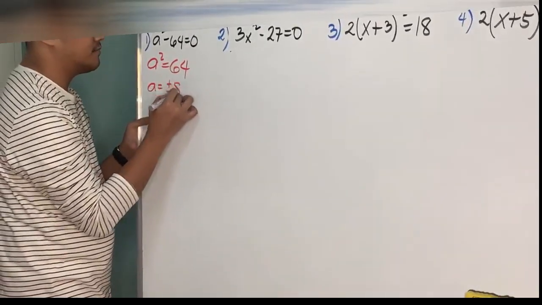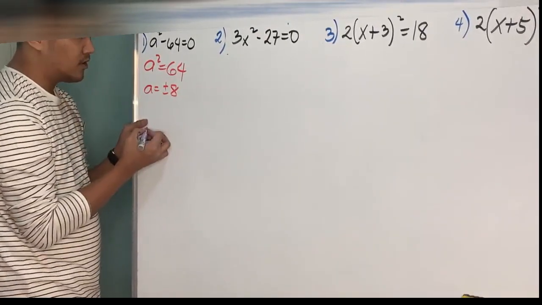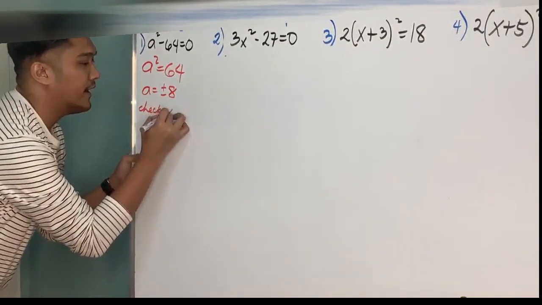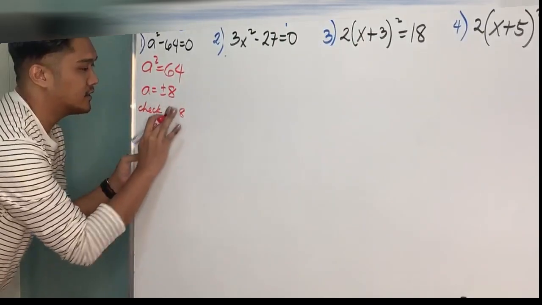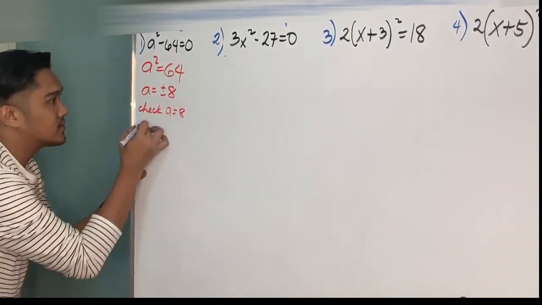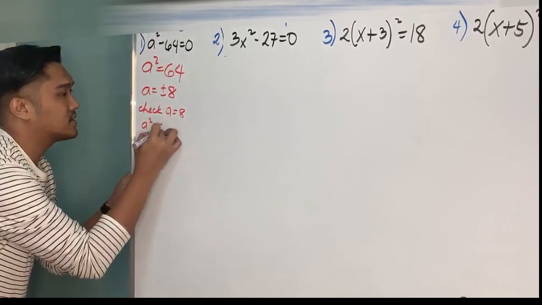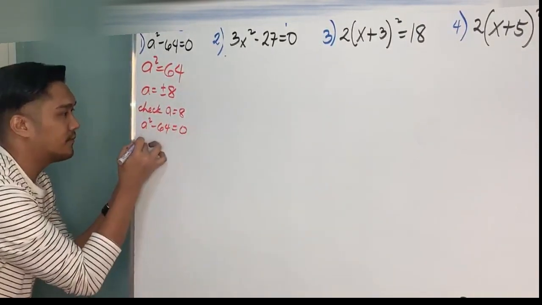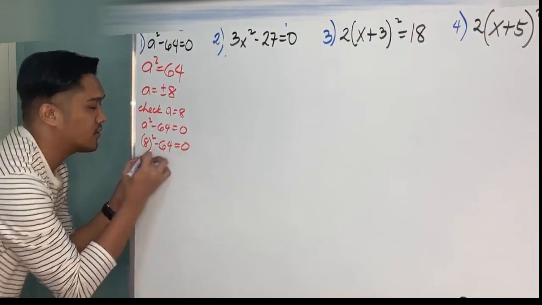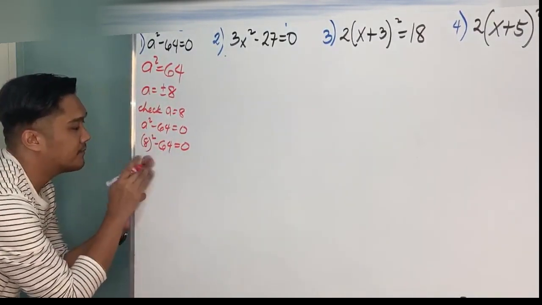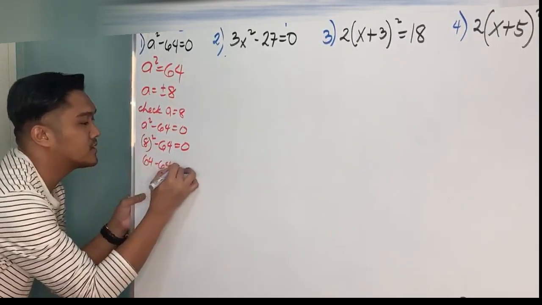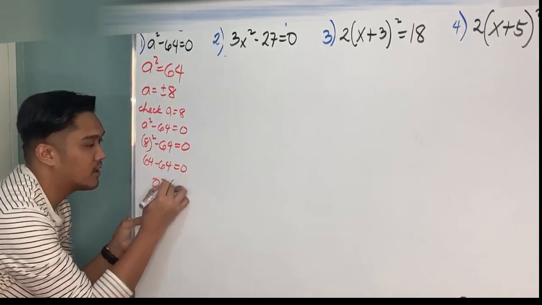Positive, negative, 8. Okay? So, check for x equals 8. A pala. So, a squared minus 64 is equal to 0. 8 squared minus 64 is equal to 0. 64, sinabi. 64 minus 64 is equal to 0. 0 equals 0.